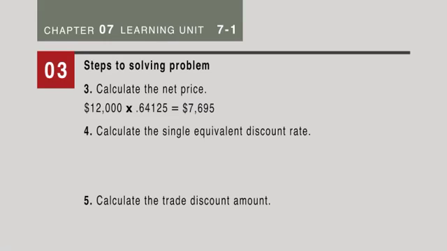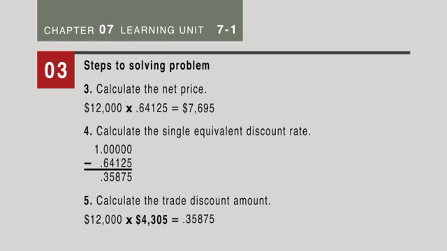To get the single equivalent discount rate in number 4, you can punch a 1 in. 1 minus the net price equivalent rate, or 0.64125, gives us 0.35875, or what we call the single equivalent discount rate. Now really, what does that mean? It means for every $1 you spend, you are saving almost 36 cents on the dollar. So now, since we don't round, in step 5 you take the 12,000 times the 0.35875, and you are saving $4,305.